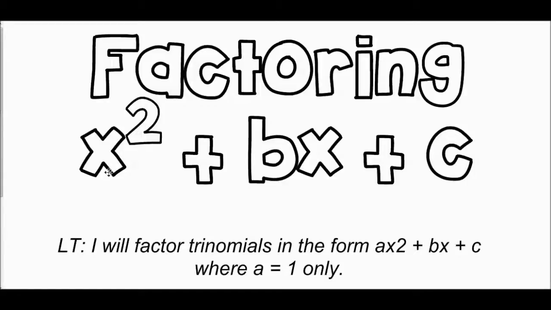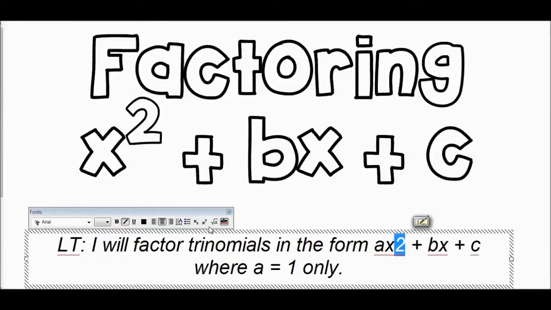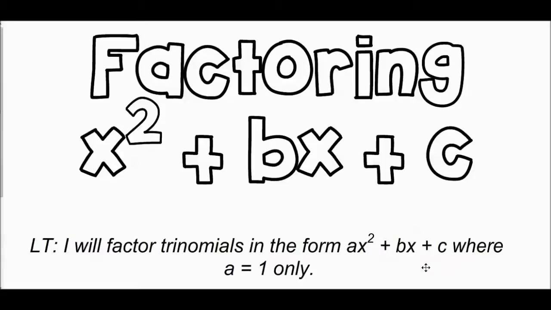Factoring polynomials in the form of x squared plus bx plus c, what we are doing is undoing the FOILing, the multiplying that you learned in the last lesson. So our target is that we will factor trinomials in the form ax squared plus bx plus c, where a equals 1 only. And what that part means is that you do not have a coefficient in front of the first term. That is something that will be addressed in Algebra 2.